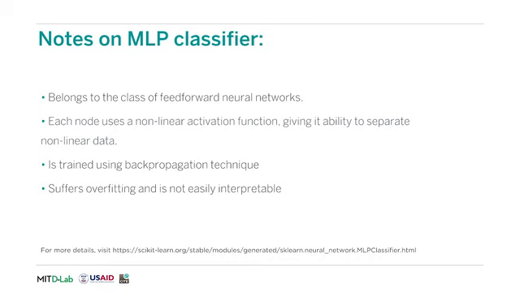In case you're not familiar with the multilayer perceptron or MLP classifier, this model belongs to the class of feed-forward neural networks. Each node uses a nonlinear activation function, giving the model the ability to separate nonlinear data. The model is trained using the backpropagation technique. However, a few downsides are that the model suffers from overfitting and it is not easily interpretable.